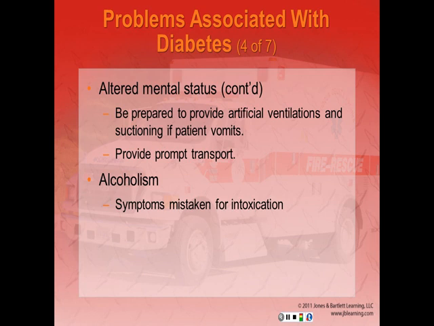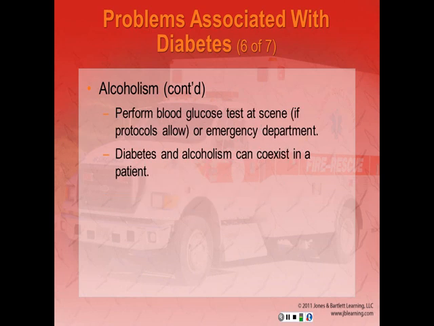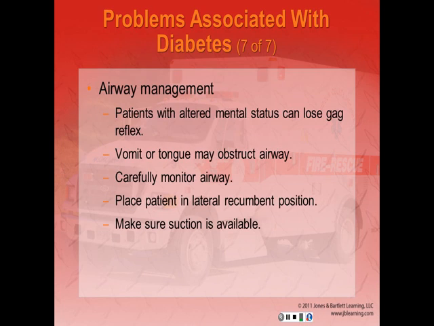Alcoholism. Occasionally, patients with diabetic emergencies are thought to be under the influence, and the symptoms are sometimes mistaken for intoxication. A diabetic patient confined by police in a drunk tank is at risk for a severe emergency. An emergency medical identification bracelet, necklace, or card may help save the patient's life in such situations. A blood glucose test performed at the scene, if protocols allow, or in the emergency department, identifies the real problem, and be alert to the potential for diabetes and alcoholism to coexist.